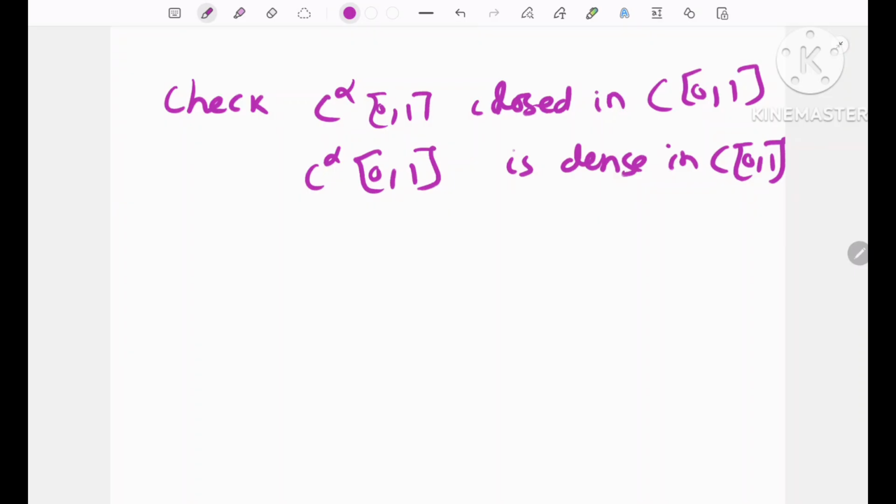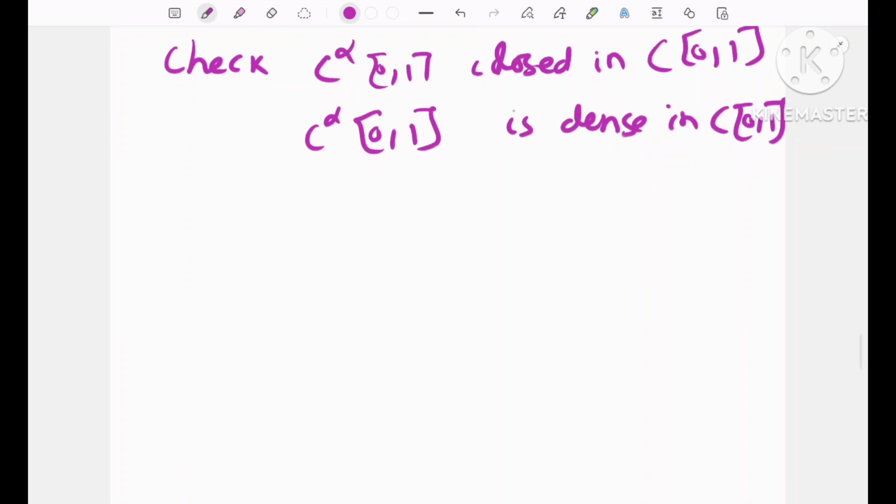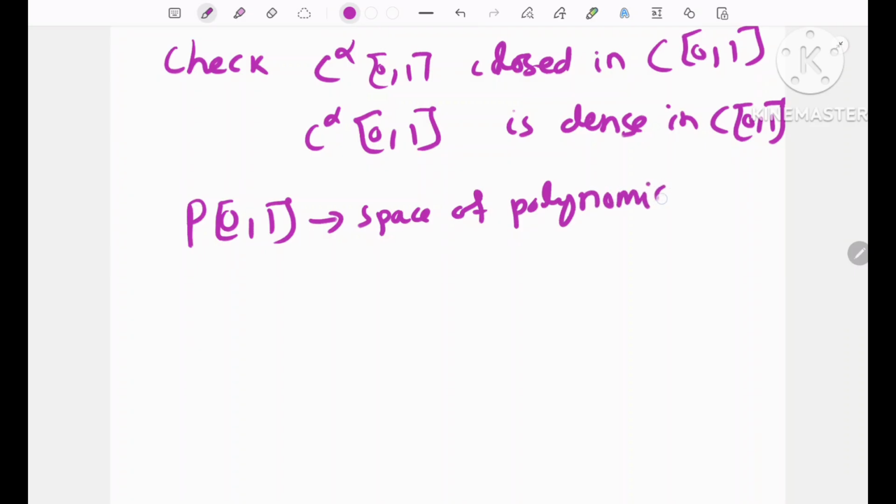But before going to verify, let me prove some auxiliary result. Let me verify that P[0,1]. What is P[0,1]? It is the space of polynomial functions on [0,1]. The domain is [0,1].